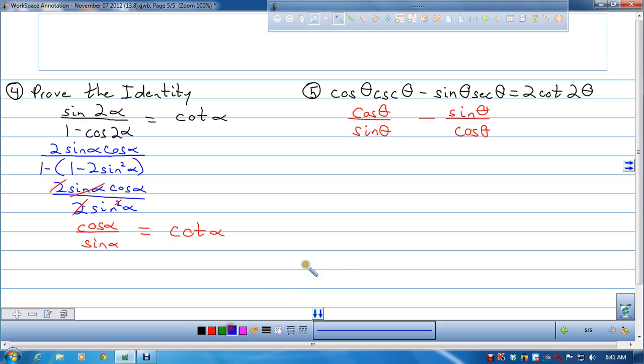If I want to find a like denominator, it's going to be sine cosine, right? So I multiply the two denominators, which means if I want to get cosine in the denominator here, I've got to take cosine over cosine. Over here, I'm going to have to take it times sine over sine. That'll give me the denominators I want, and I'll end up with cosine squared minus sine squared.